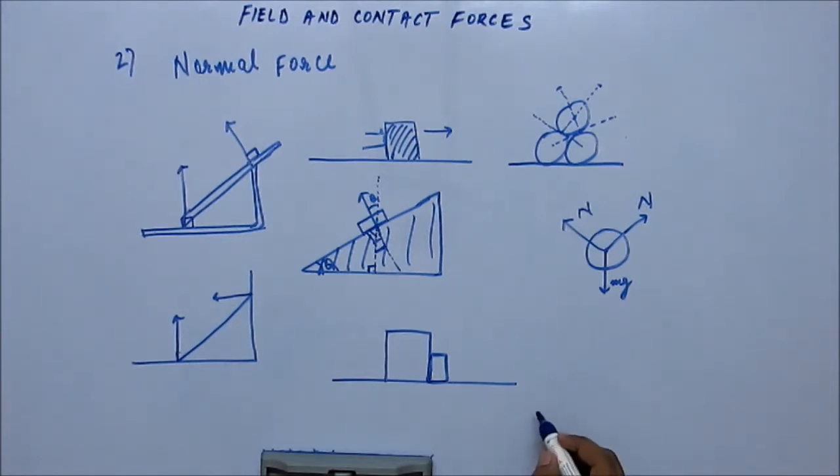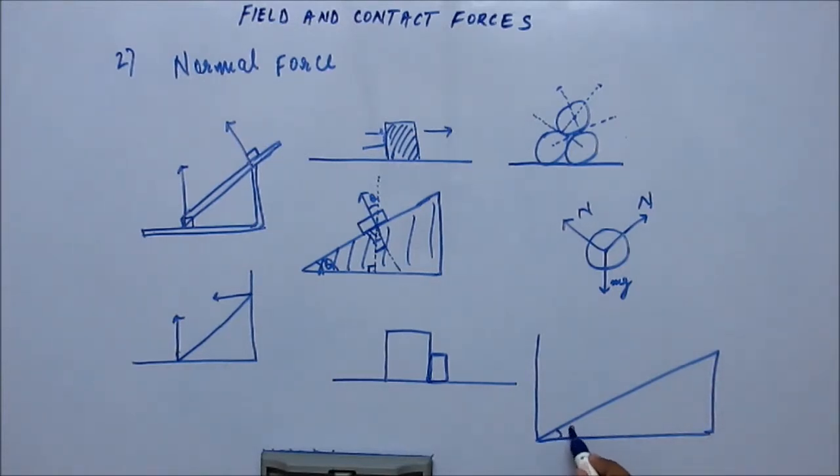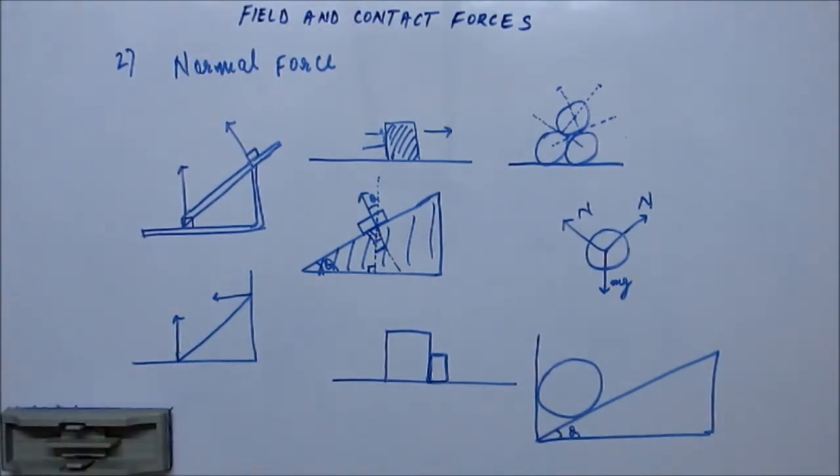Suppose we have this kind of situation. There's a wall and the wedge. This angle of the wedge is theta. And a sphere is kept like this. Now we have to see what the normal reaction forces acting on the sphere are. Let's focus on the sphere and try to draw the normal reactions on this sphere.